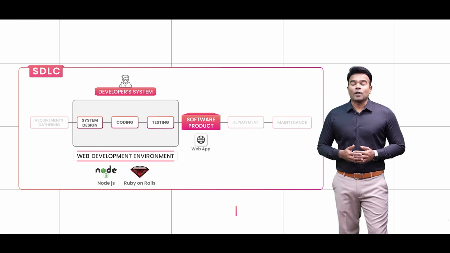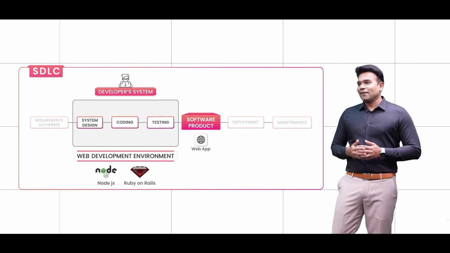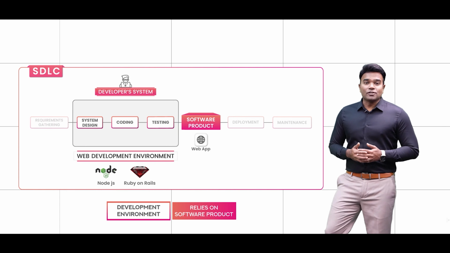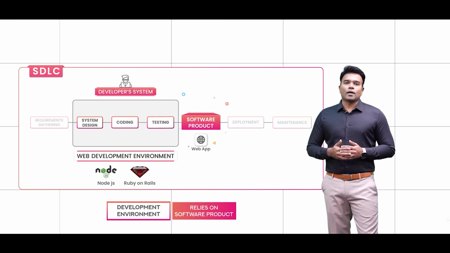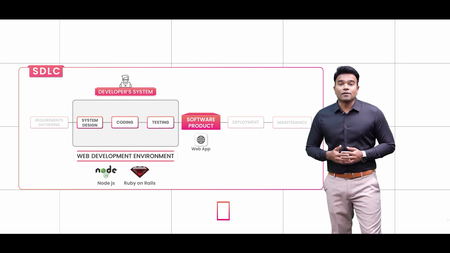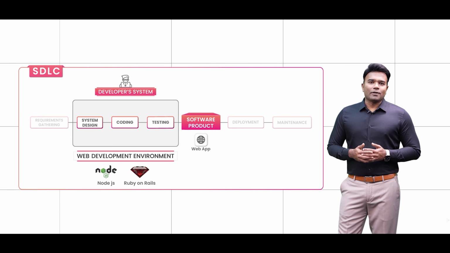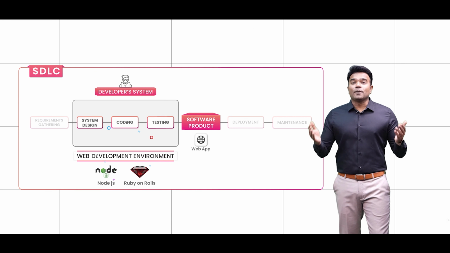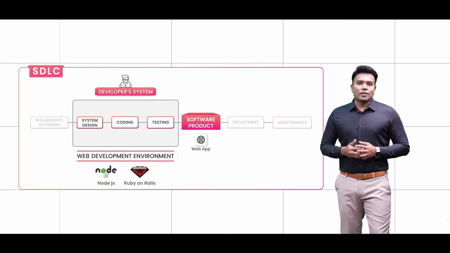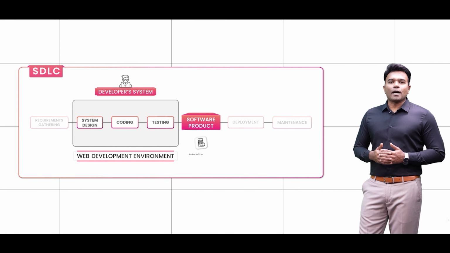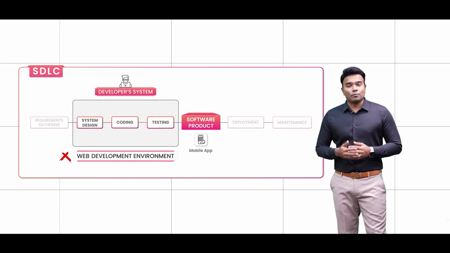But at this point, what I wanted you to understand is that the developer cannot have whatever kind of development environment on his local system. Depending on the kind of software product that he intends to produce, he should have a suitable kind of development environment. If he is interested in producing web applications, then obviously a web development environment is what should be present on his local system. But just in case the developer is interested in producing mobile applications, then obviously a web development environment should not be there on his system.